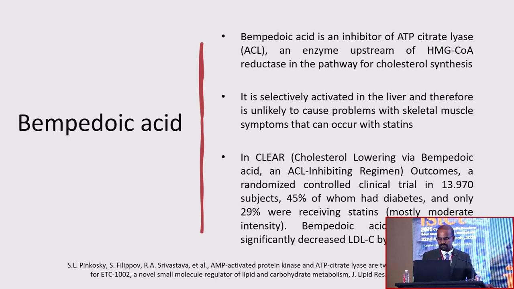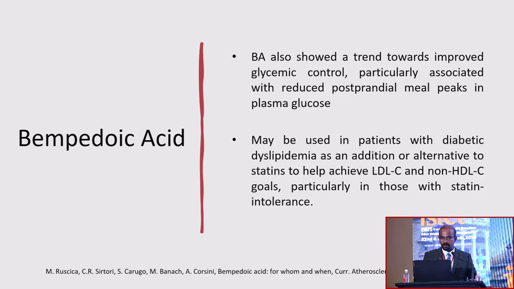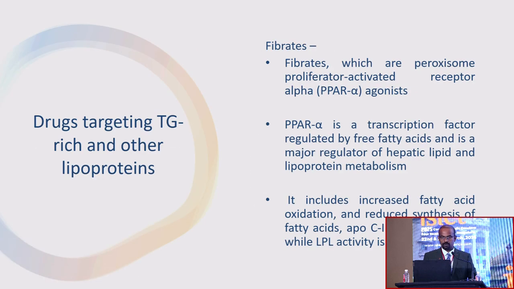Bempedoic acid inhibits from the start of the molecule. The citrate combines with acetyl-CoA, the inhibitor of ATP citrate lyase, and the CLEAR study has shown that it is a very excellent molecule. I think most of you may be using it, and it tends to improve the glycemic control also.